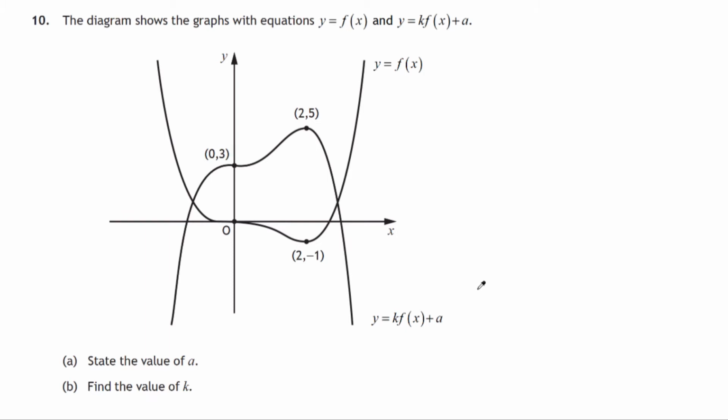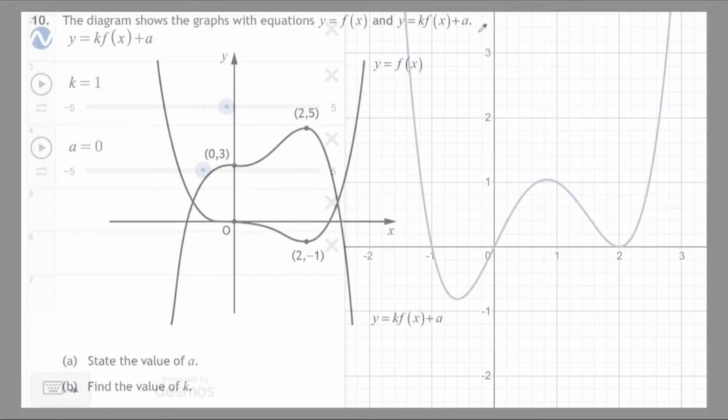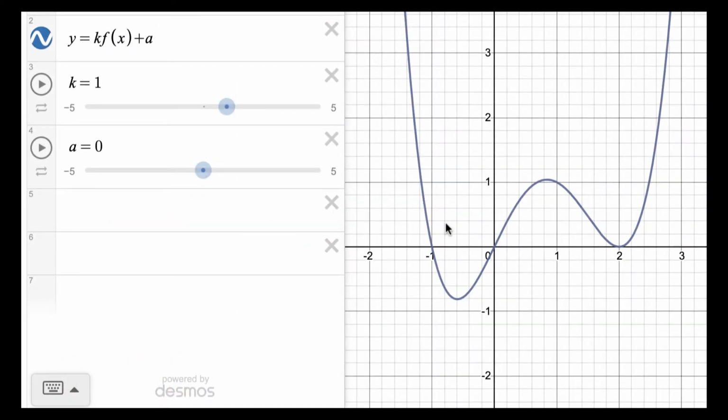So first of all, let's have a little look at a demonstration of the effect of multiplying a formula by a factor k and adding a constant to that. Let's use this setup to explore the effect of multiplying by a factor of k and adding a constant a. As it is, k has a value of 1 and a has a value of 0. So what we're looking at is y equals 1 times f of x plus 0. That's the graph y equals f of x. It's a different one from the question one, but we'll be able to explore the effects using it.